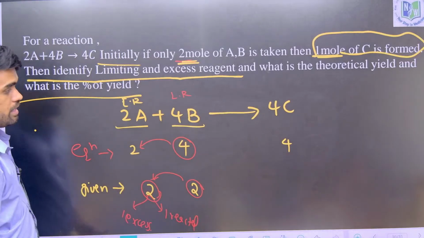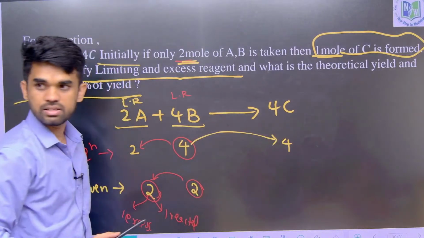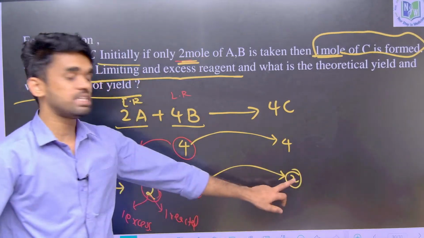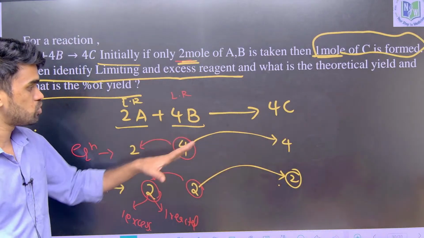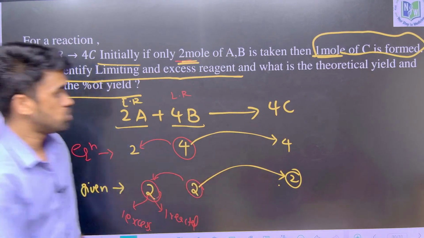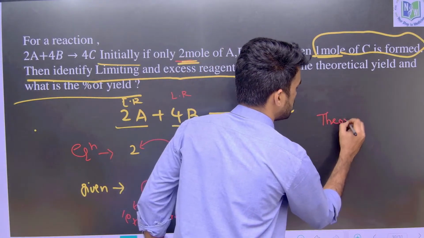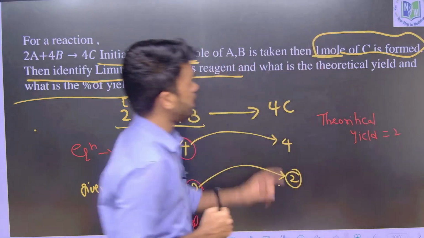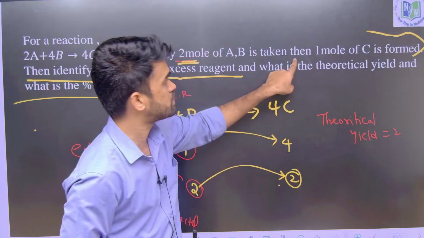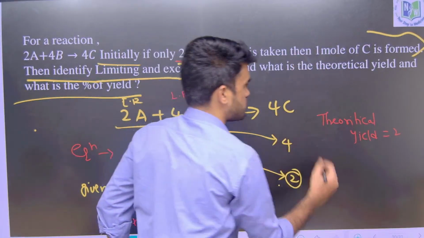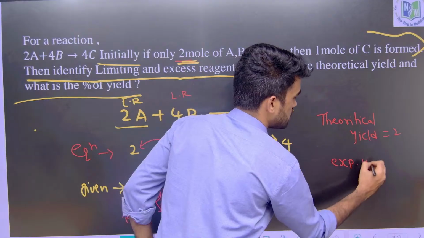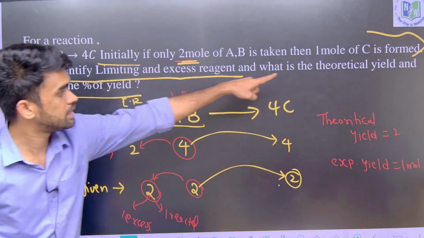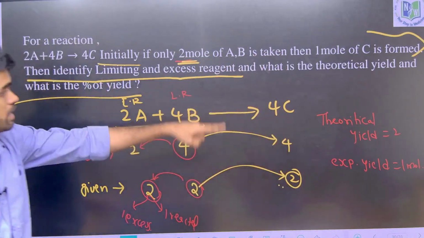Done? Next, for every 4 moles, how much are you getting? For every 2, it should be 2. That is, what is your theoretical yield? According to this equation, how much should we get? 2 should come. So the theoretical yield is 2, but experimentally, how much amount of C is formed? That is the experimental yield, which is 1 mole. Now they are asking you to find the theoretical yield. The theoretical yield is 2. The experimental yield they give.